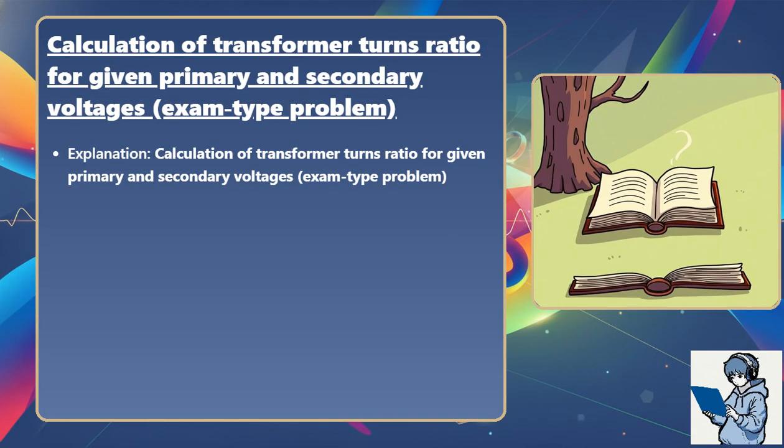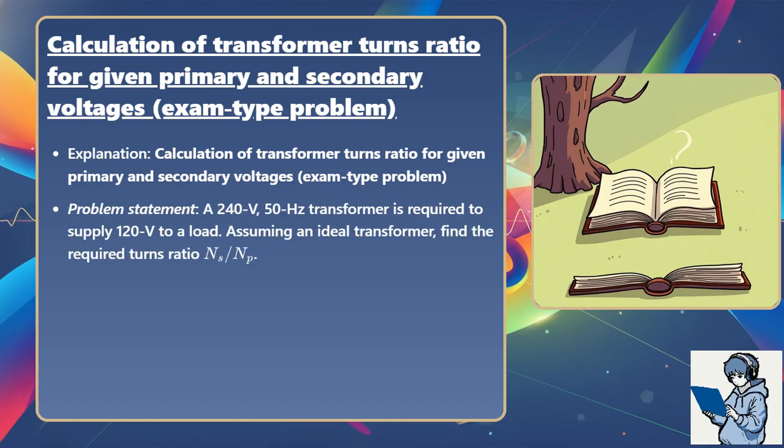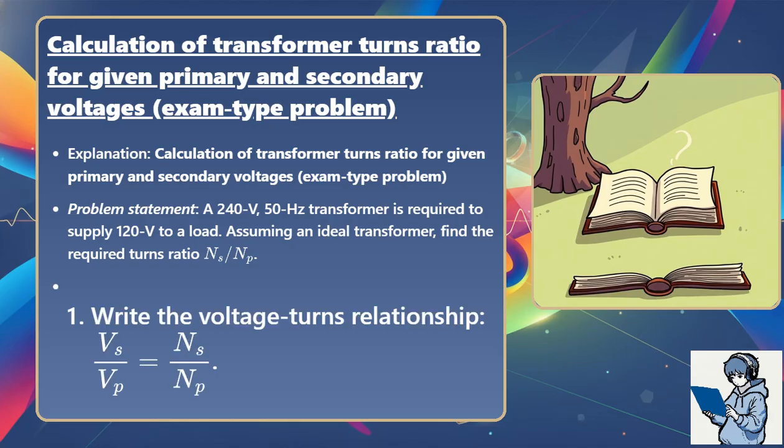Explanation: calculation of transformer turns ratio for given primary and secondary voltages. Exam type problem. Problem statement: a 240 volt, 50 Hz transformer is required to supply 120 volt to a load. Assuming an ideal transformer, find the required turns ratio N sub S over N sub P. Write the voltage turns relationship. V sub S over V sub P equals N sub S over N sub P.